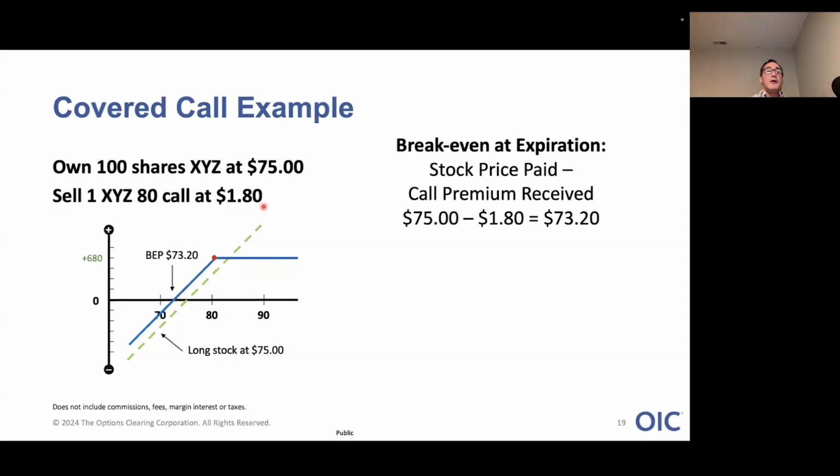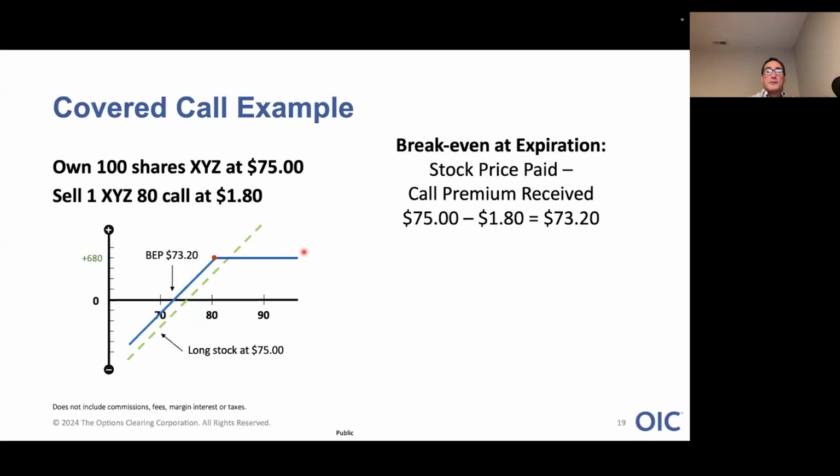But by doing so, that has lowered our break-even price on our shares. We paid $75 for the shares. We took in $1.80 per share for the call. That gives us a new break-even price of $73.20. So if at expiration, the stock is trading at $73.20, we would neither make money nor lose money on this position. Yes, we're going to lose $180 on our stock position, but we took in $180 by selling this call. If the stock is below $73.20 at expiration, we would actually lose money on our long stock holding.